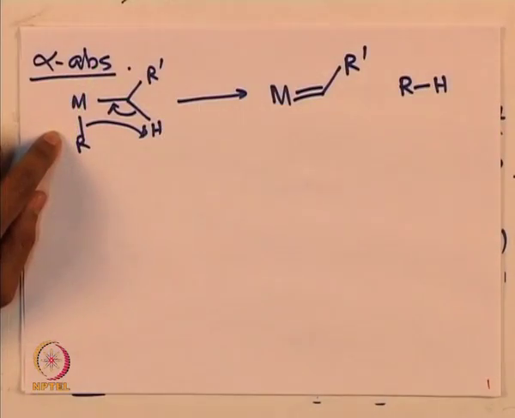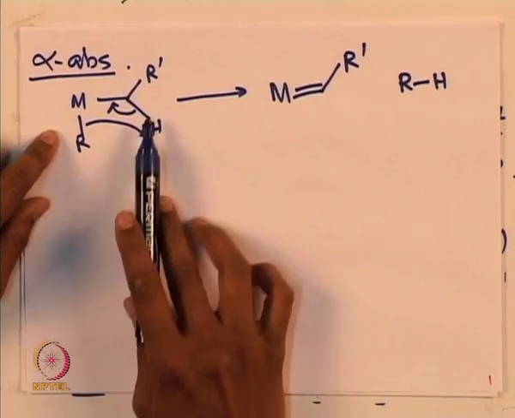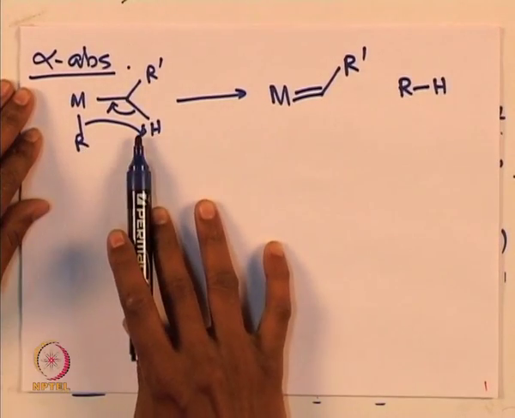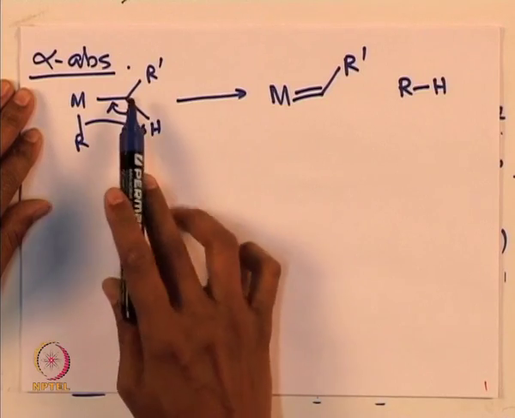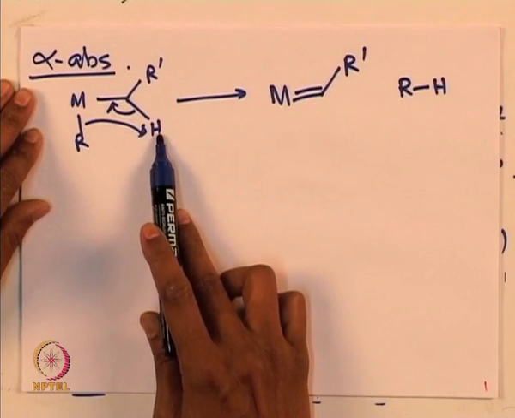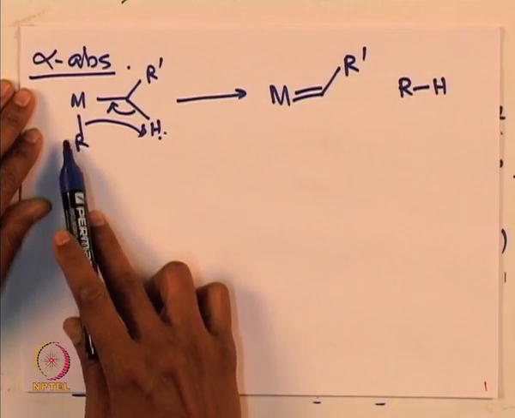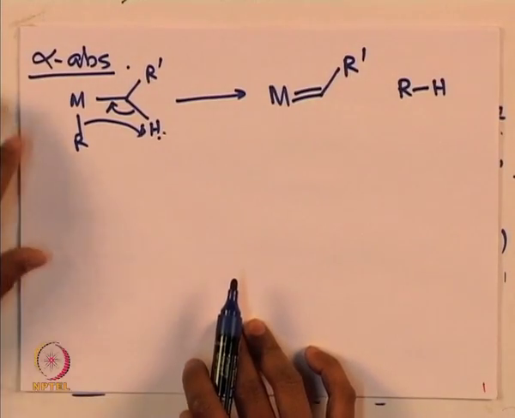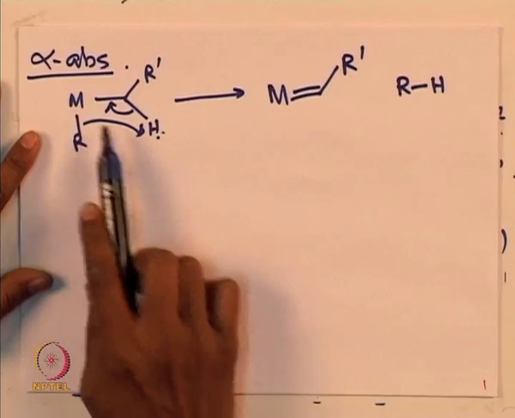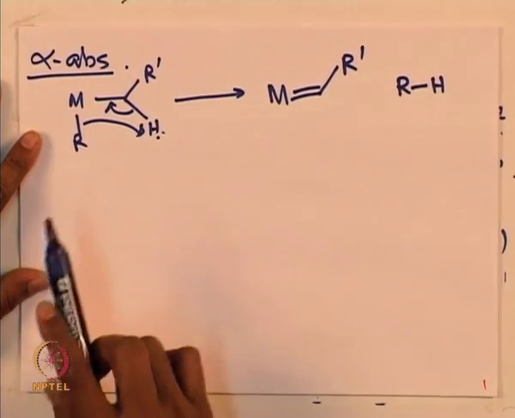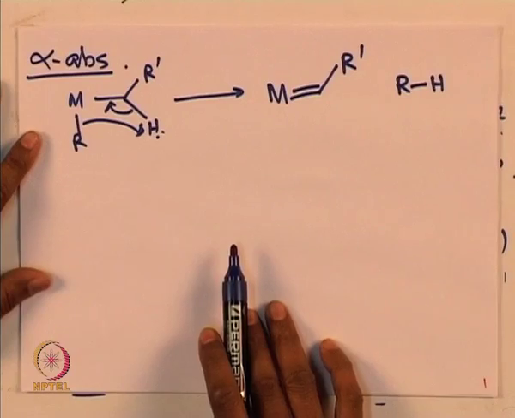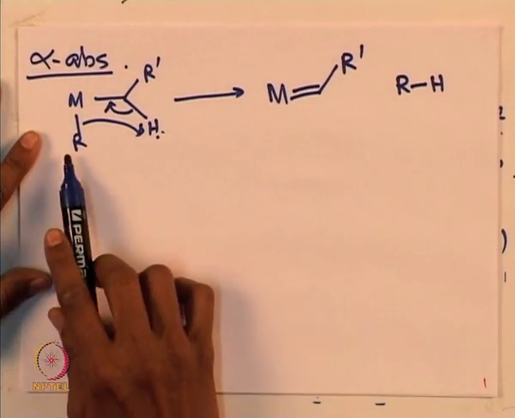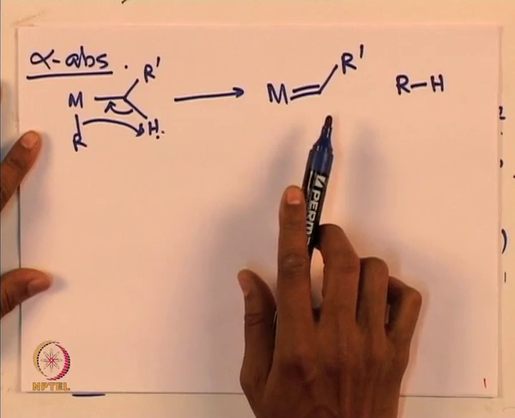So, alpha abstraction. Alpha abstraction is mainly a process where you have your metal alkyl species, and in this particular case you are going to get the alpha position hydride abstracted directly by something else, let's say, attached to the metal center. Here there is no association of metal hydride as such. There is no metal hydride intermediate bond formation. This is the alpha abstraction. The net result is a metal carbene species.